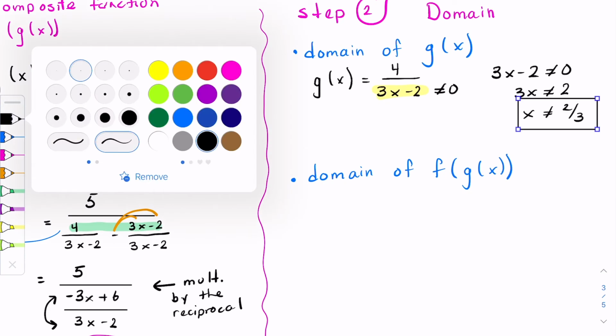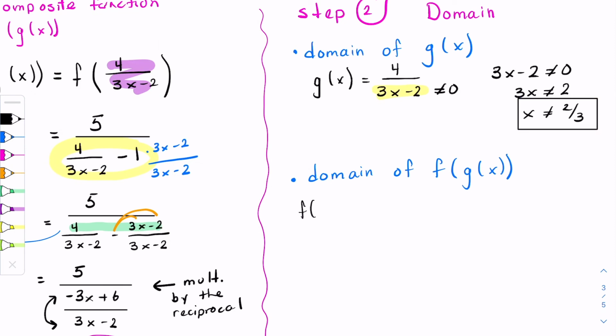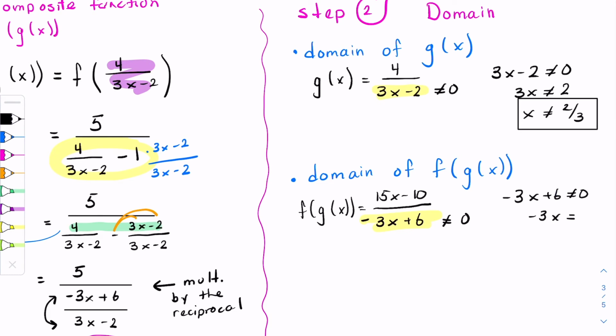Finding the domain of f of g of x, which is 15x minus 10 divided by negative 3x plus 6. We have to do the same thing here. We have to find the domain, and to do that, we have to set the denominator equal to 0 and eliminate those values. Negative 3x plus 6 cannot equal 0, or negative 3x cannot equal negative 6. x cannot equal 2.